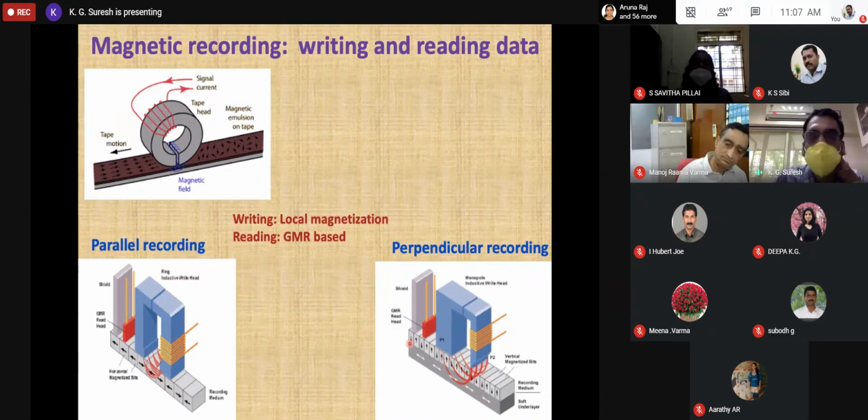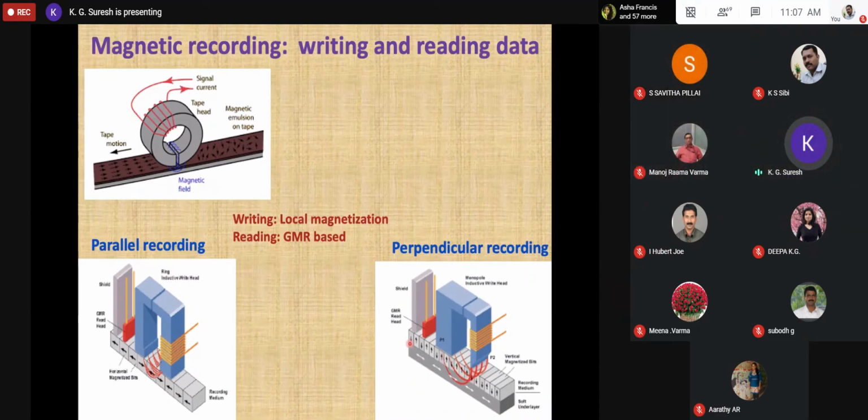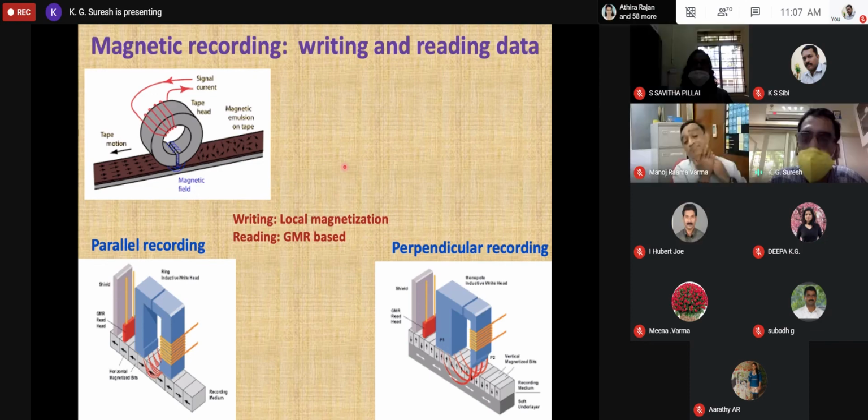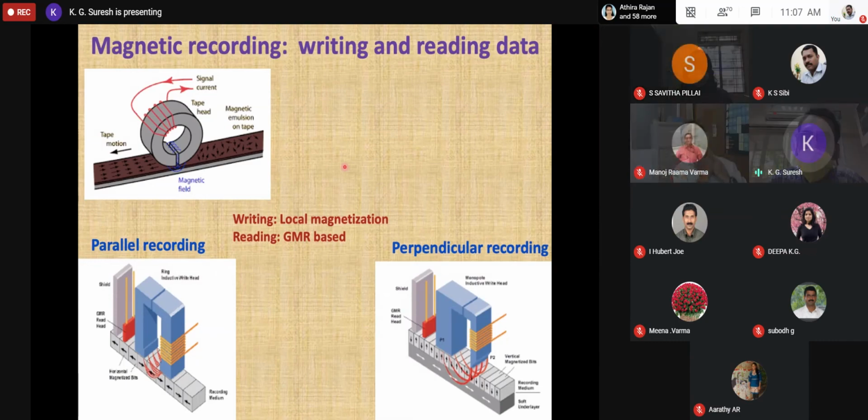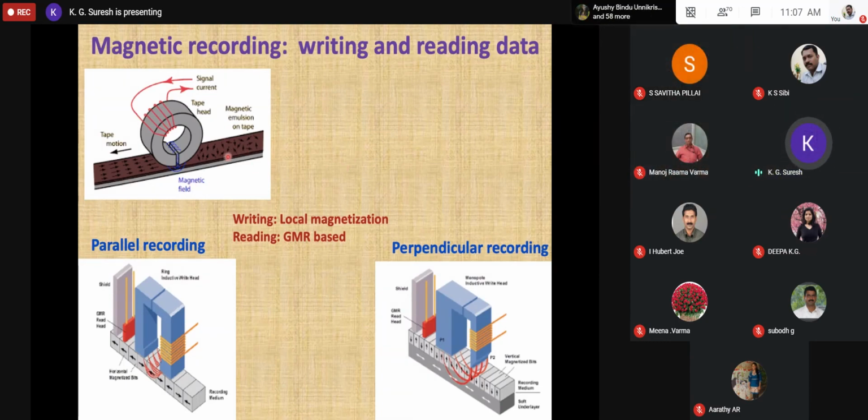Now let me give you some idea about why we talk about spintronics. What is the need of spintronics? This is a very historically known thing, that is magnetic recording. It really involves writing some information, some data, and reading it. Both are needed, otherwise it is not useful. So usually what is done is you magnetize it. So the local magnetization becomes the data recorded, and one has to read it.